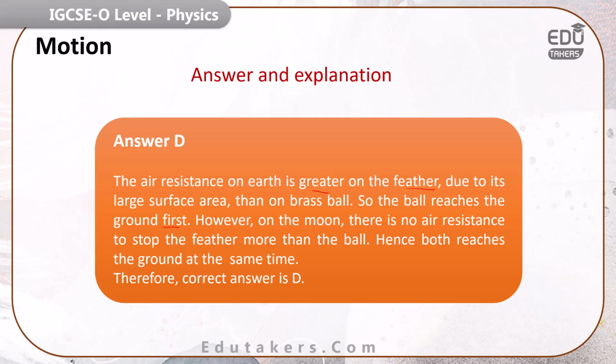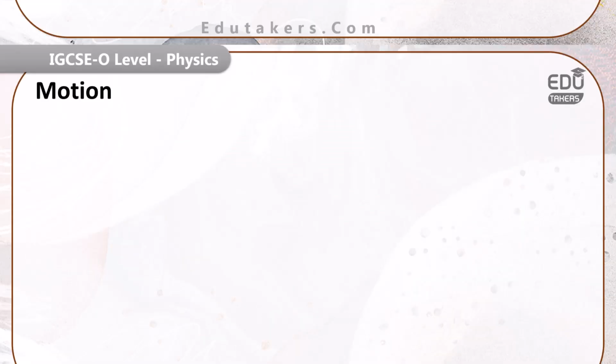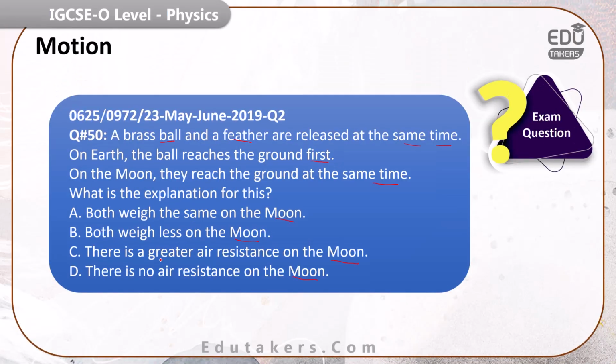Because the air resistance on the ball is smaller on the surface of the Earth. However, on the moon, there is no air resistance. On the surface of the moon, there is no air resistance to stop the feather more than the ball. Hence, both reach the ground at the same time. There is no air resistance on the moon. That's why both objects hit the ground at the same time. Therefore, the correct answer is D. So let's see option D. In D, it is given that there is no air resistance on the moon. So this option is correct, which is D.